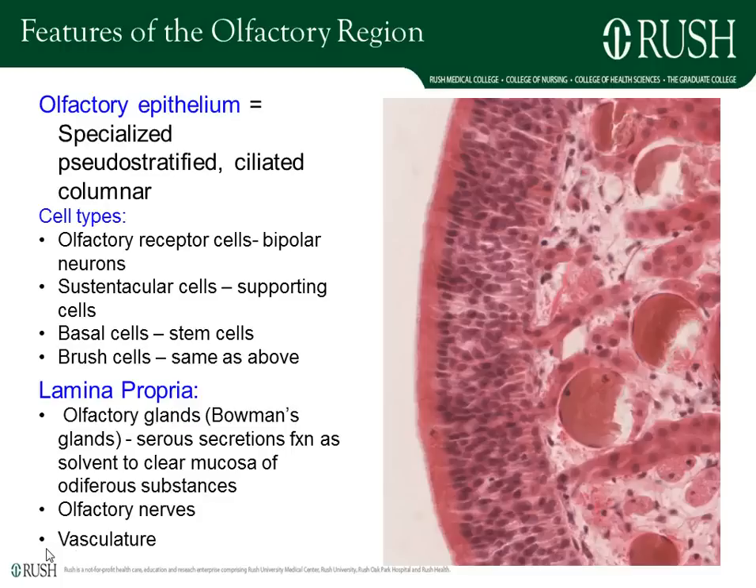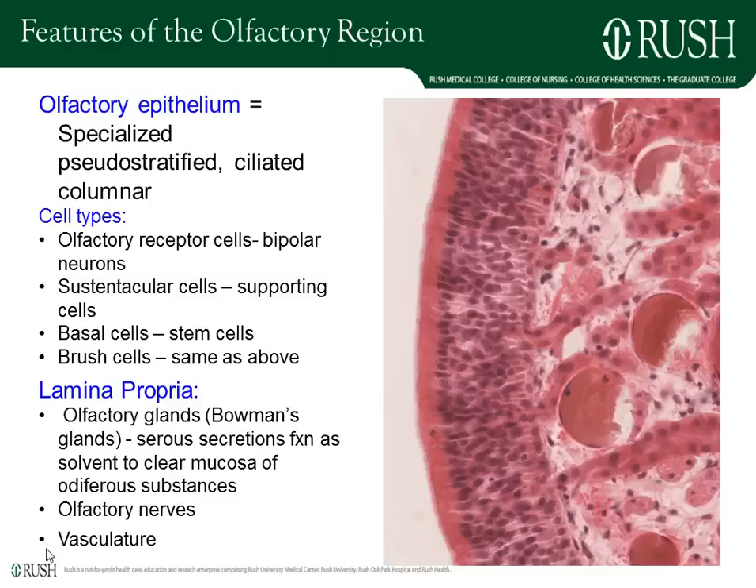Now, you will not have to distinguish those cell populations one from another because you can't do it in a routine H&E. They all look pretty much the same here. So you just have to know what they are. You don't have to distinguish them one from another when you get to lab.